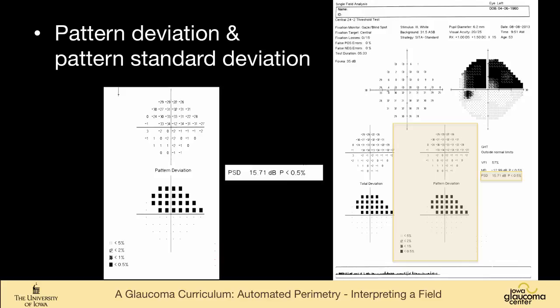A really important part of the field to get used to looking at is the pattern deviation. So a pattern deviation is a measure of focal loss. It determines whether points are significantly depressed compared to their neighboring points. So you can see these points are considered to be significantly depressed in pattern deviation, and then the sum total of that is considered the pattern standard deviation. So that's a measure of focal loss.